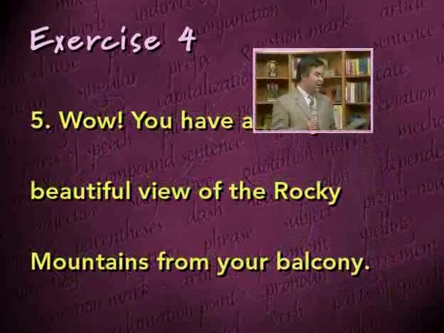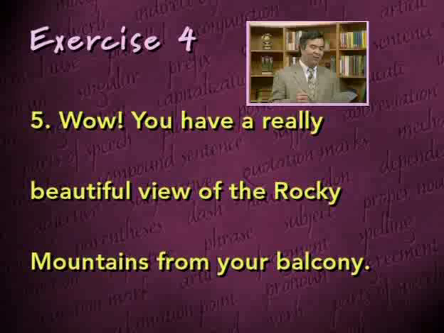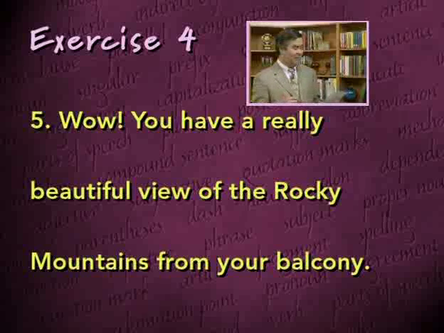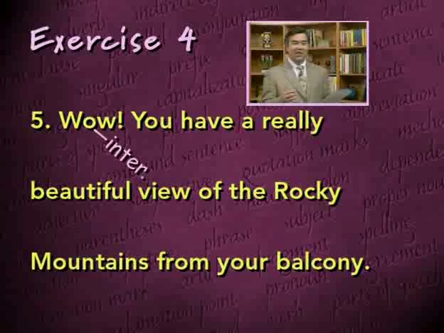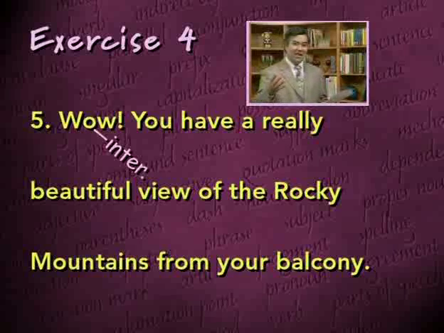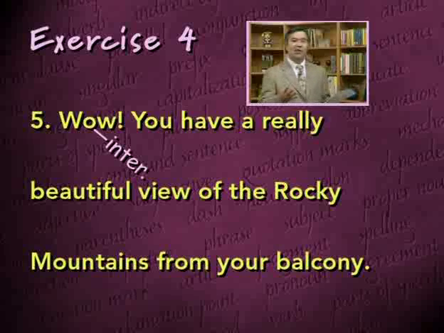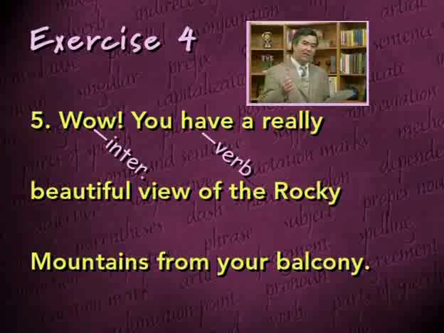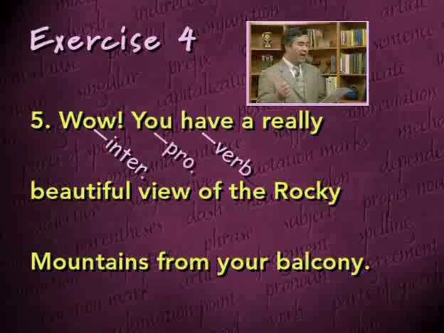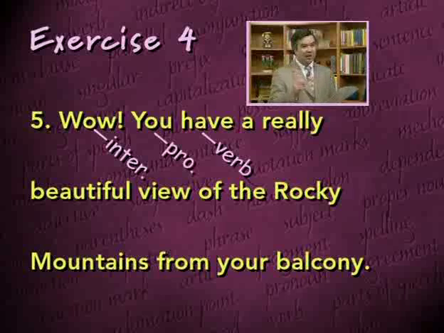Now our last example. Wow, you have a really beautiful view of the Rocky Mountains from your balcony. Of course, we had to stick in at least one example of an interjection, and the first word here, wow, is our interjection. It has an exclamation point, which interjections often do, and it's not grammatically connected to the rest of the sentence. The meaning is connected, but there's no special linkage grammatically. Now let's look at the rest of the sentence. The verb is have, and the subject of the verb is you, which is a pronoun. So you have, pronoun and verb, that's the heart of the sentence.